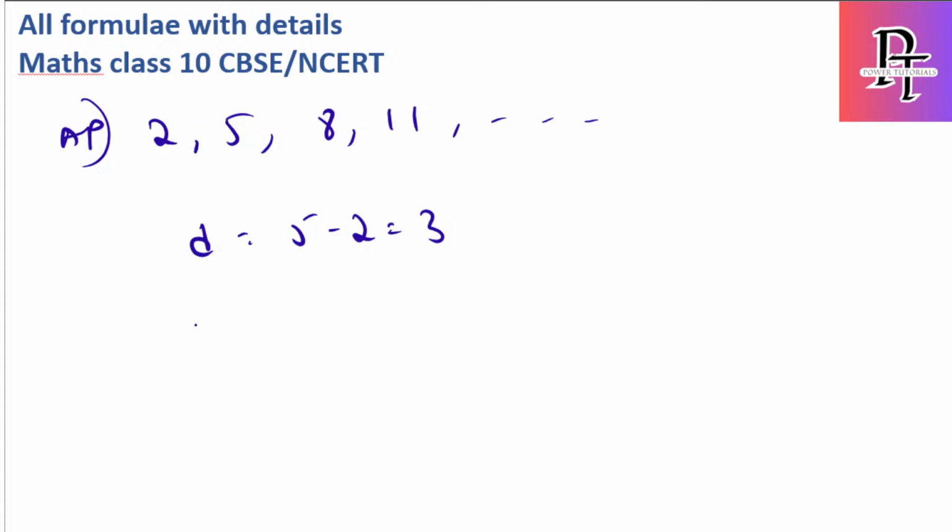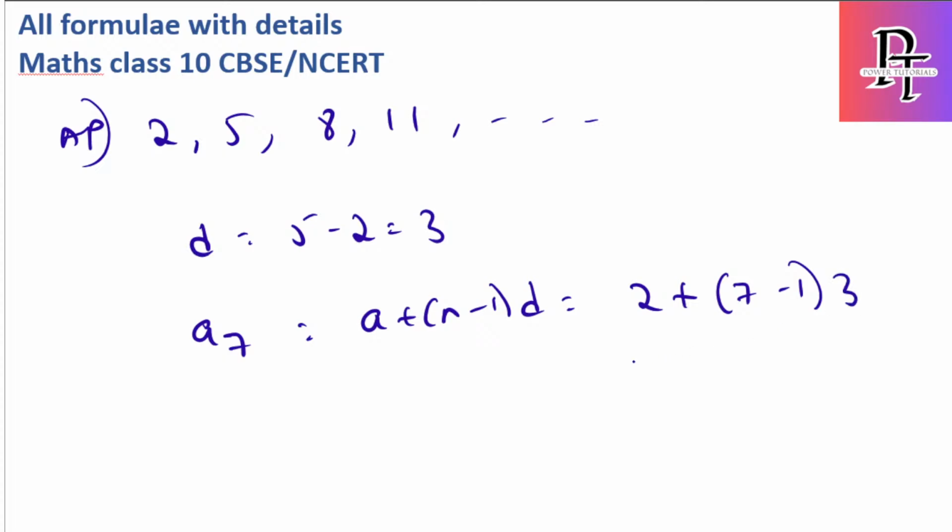Then suppose I ask you what is the 7th term, A7. A7 means the formula is a plus n minus 1 into d. So a is 2, n is 7 here, so 7 minus 1, and the common difference is 3. So it is 2 plus 6 into 3, 18 plus 2, which is 20. So if they ask you the 7th term, the answer is 20.